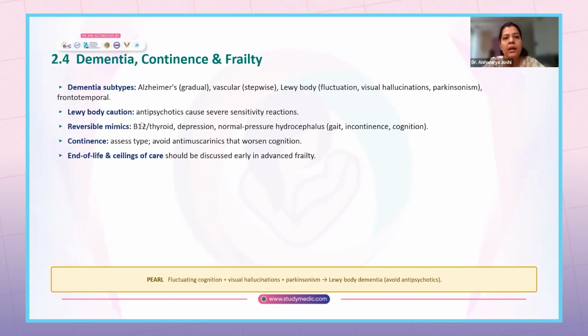Lewy body: antipsychotics can cause severe sensitivity reactions. In dementia, if we're giving antipsychotics, remember they come with sensitivity reactions.